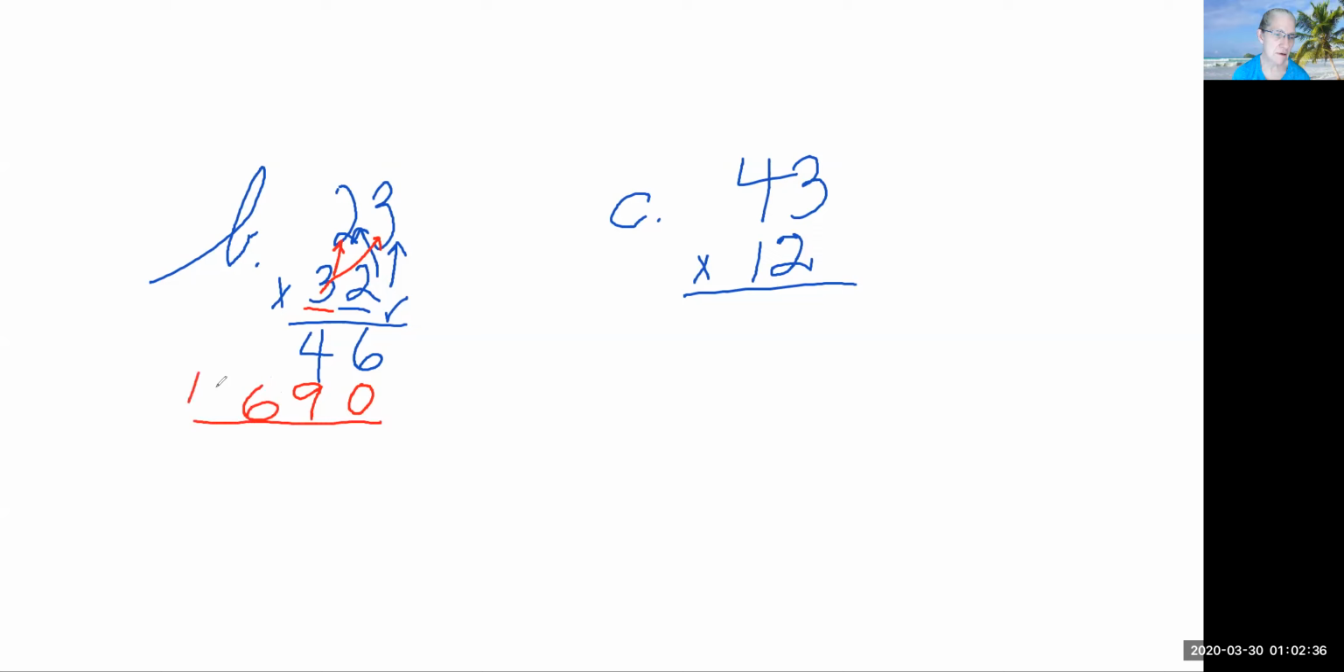Let's add it. 6 plus 0 is 6. 4 plus 9 is 13. Carry your 1. 1 plus 6 is 7. 736. Did we see that number before? We sure did see that number before. We saw that answer when we multiplied 32 times 23.